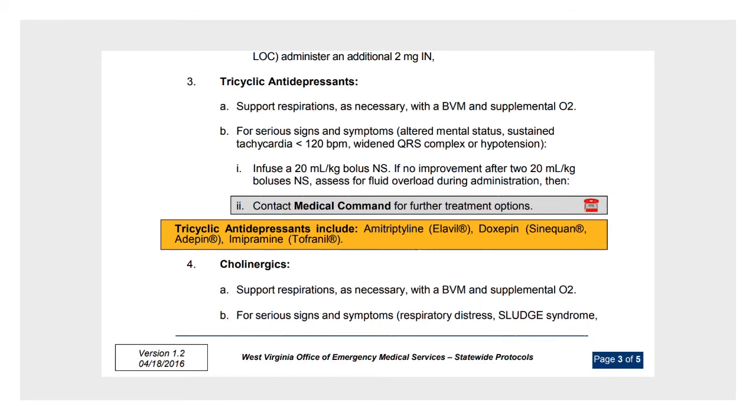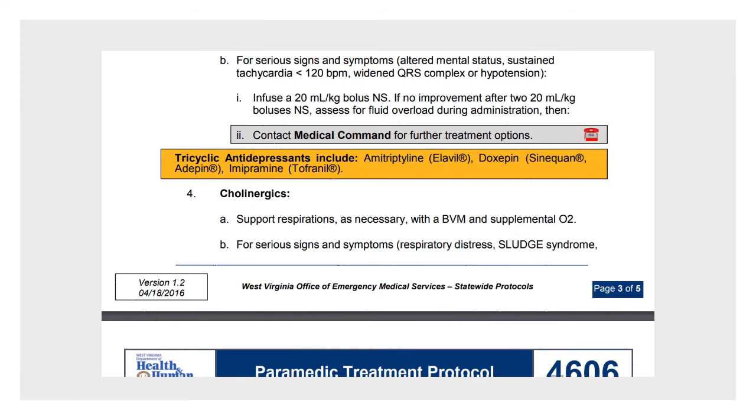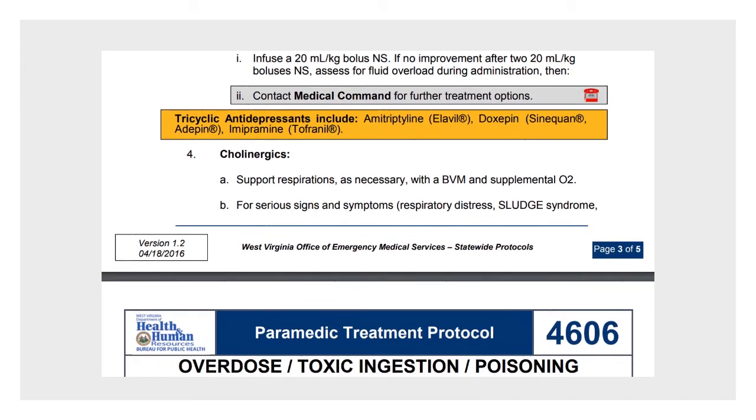With cholinergics, support their respiratory system and support their airway. With all overdoses, the number one thing we're worried about is airway, always.